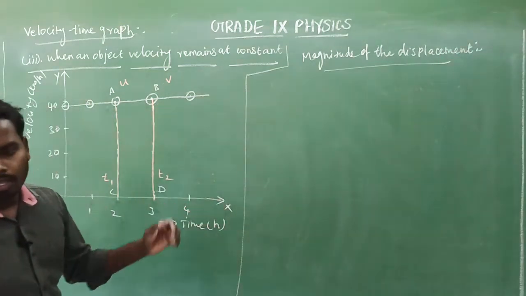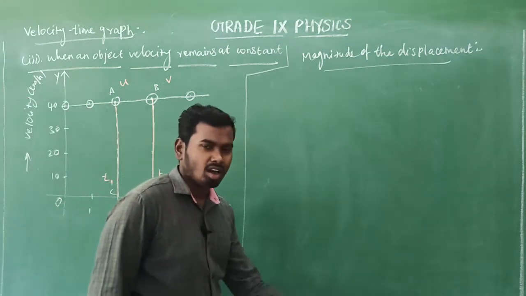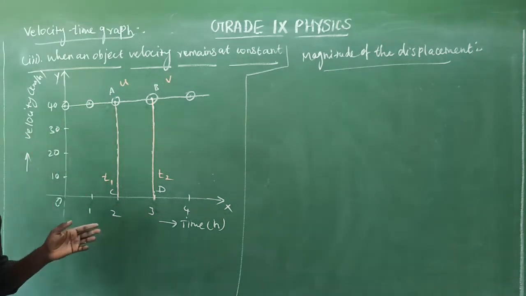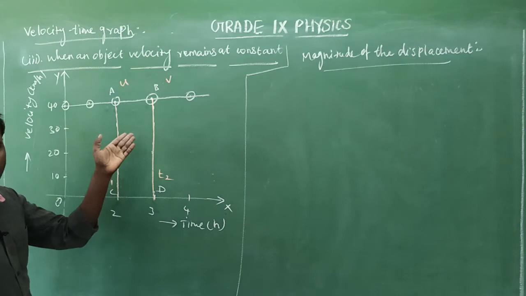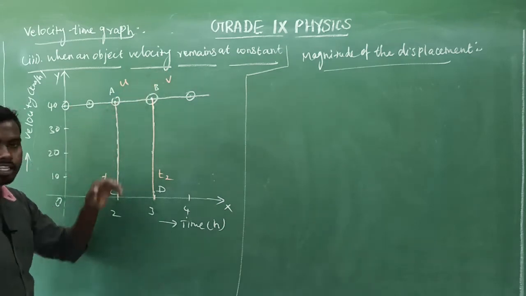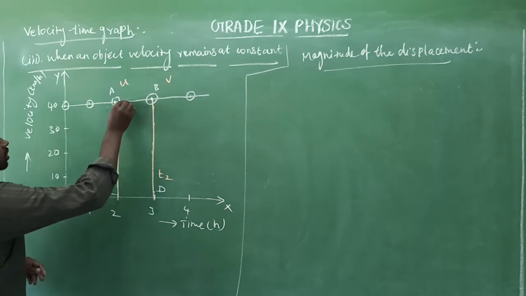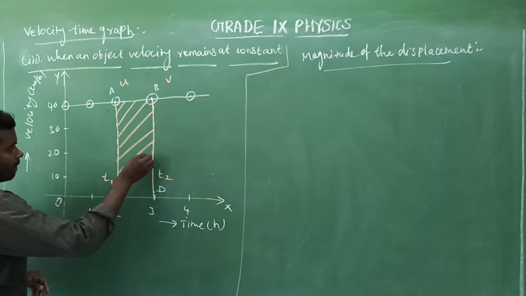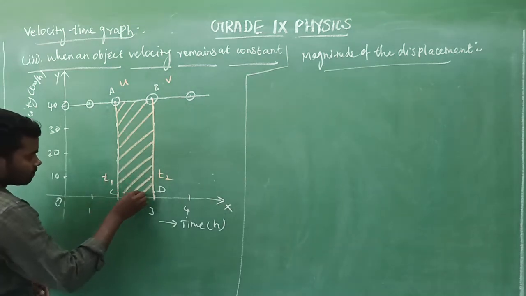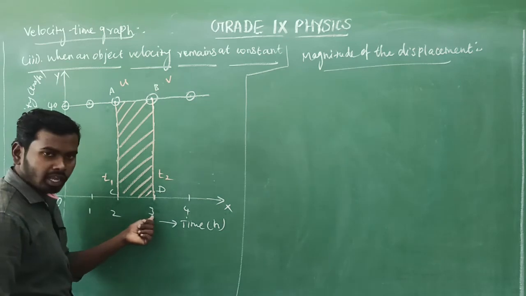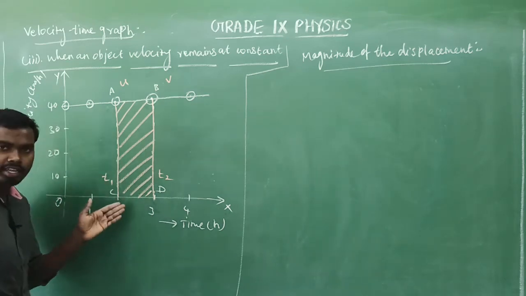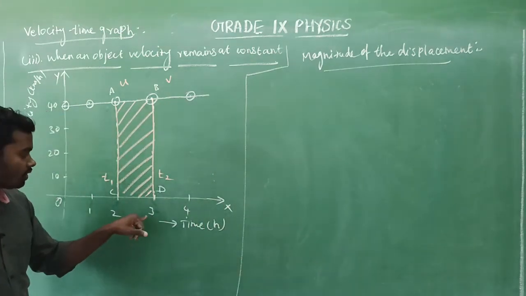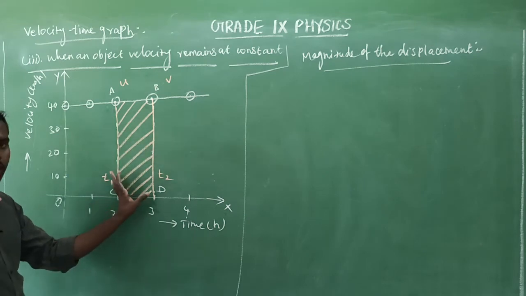In a velocity time graph, the displacement is also known as the area, or otherwise the distance. Which is the displacement in this velocity time graph under the third condition? This shaded portion denotes the displacement of the object during the interval between 2 hours and 3 hours. This area we are going to find out.